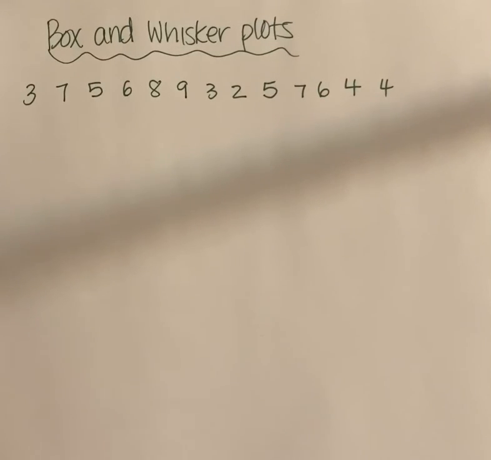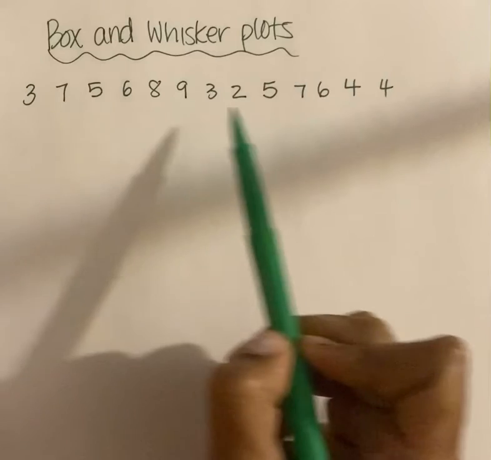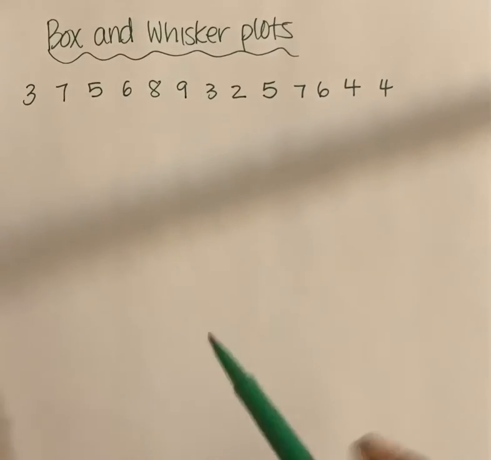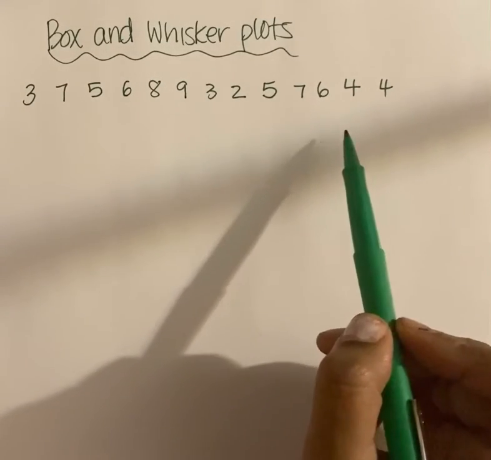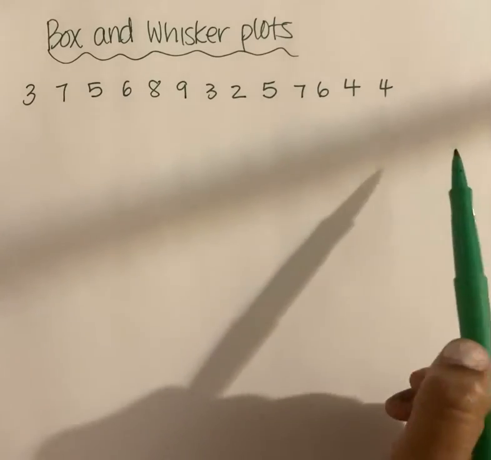Alright, this video is going to walk you through how to create a box and whisker plot. You're going to be given a set of data. These are all separate numbers, some type of data that is given, and we're going to create a box and whisker plot. The first thing you're going to do is take the set of data that you have and put it in order from the smallest number to the largest number.